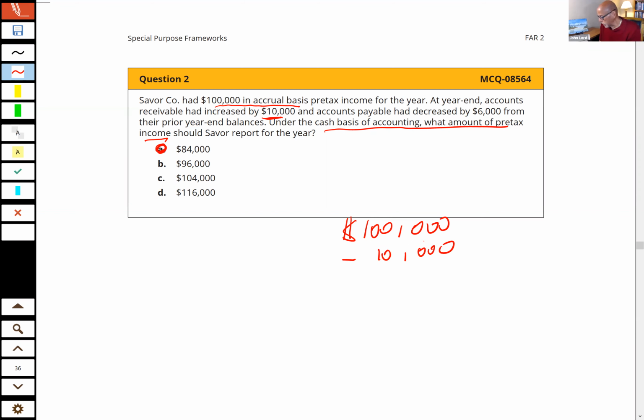Okay. And then they tell me that accounts payable had decreased by 6,000. So for liabilities, I do the same, because I'm going from accrual to cash. And then they don't tell me anything else about depreciation or anything, those items that I would have to consider if they gave them to me. So this is now 84,000?